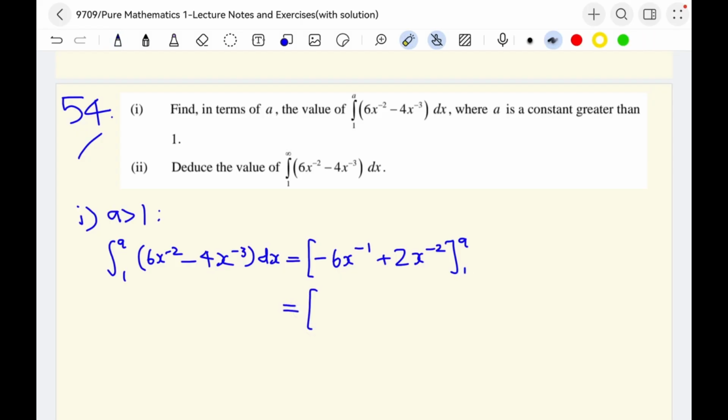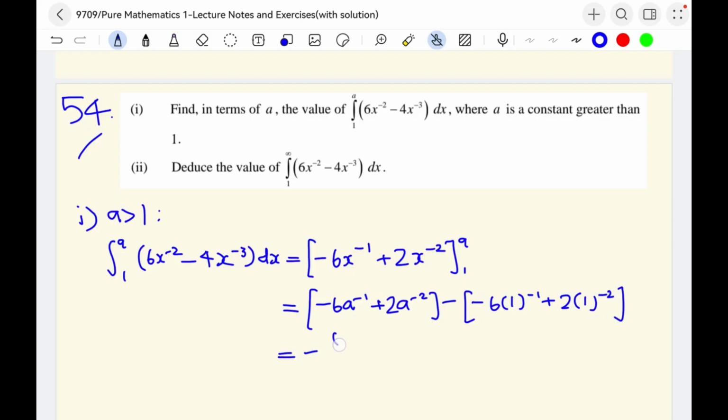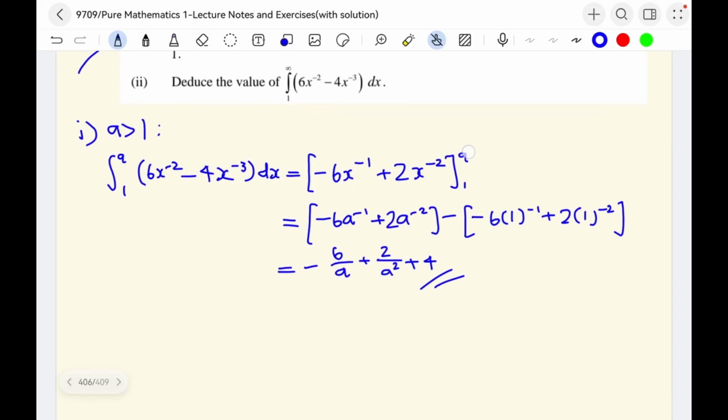So substitute the limits inside. What we get is negative 6 over a, plus 2 over a squared, and then negative 6 plus 2. Negative 6 plus 2 is negative 4, so plus 4. That is the first part.